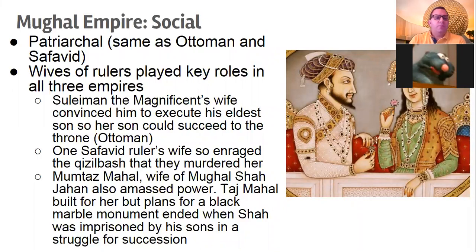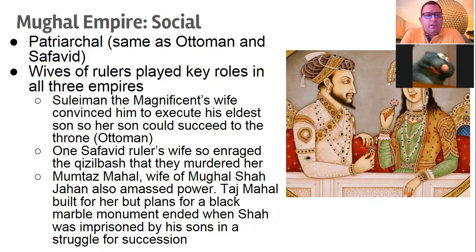You are going to see important roles for women here, okay? The wives of the rulers begin to play very key roles in the empire. They are able to convince their husbands of lots of different things. For example, in the Ottoman Empire, Suleiman's wife convinced Suleiman to execute his oldest son. The reason for that is because his oldest son was the product of a previous marriage. Suleiman's wife wanted her son to become the sultan, so she convinced Suleiman to execute his own son from a previous marriage.